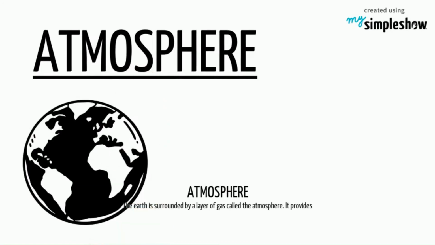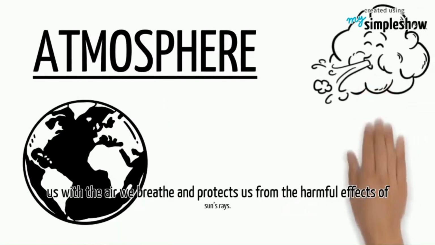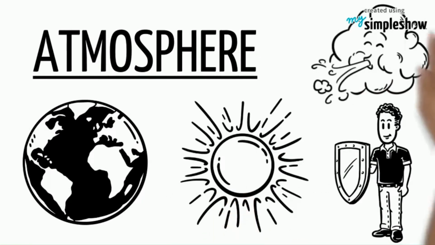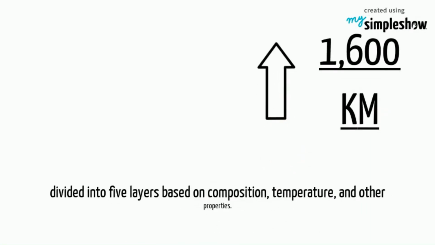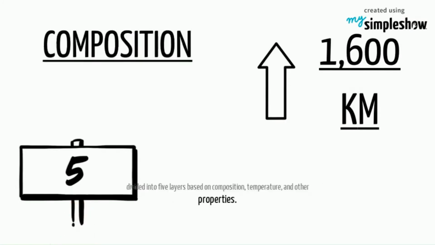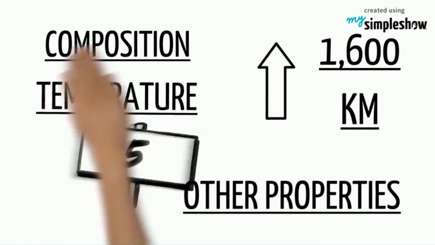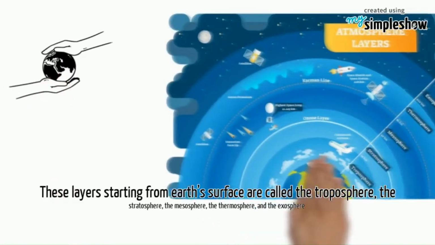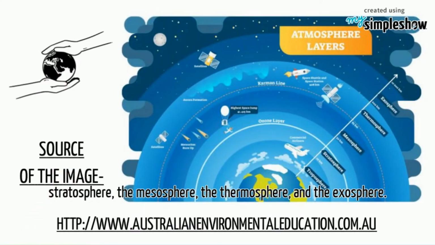Atmosphere. The Earth is surrounded by a layer of gas called the atmosphere. It provides us with the air we breathe and protects us from the harmful effects of the sun's rays. The atmosphere extends up to a height of about 1,600 kilometers. It is divided into 5 layers based on composition, temperature, and other properties. These layers, starting from Earth's surface, are called the troposphere, the stratosphere, the mesosphere, the thermosphere, and the exosphere.